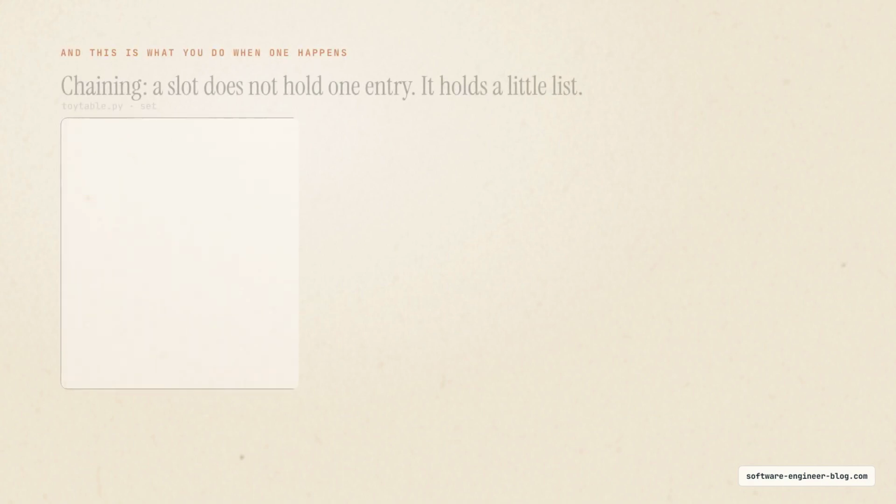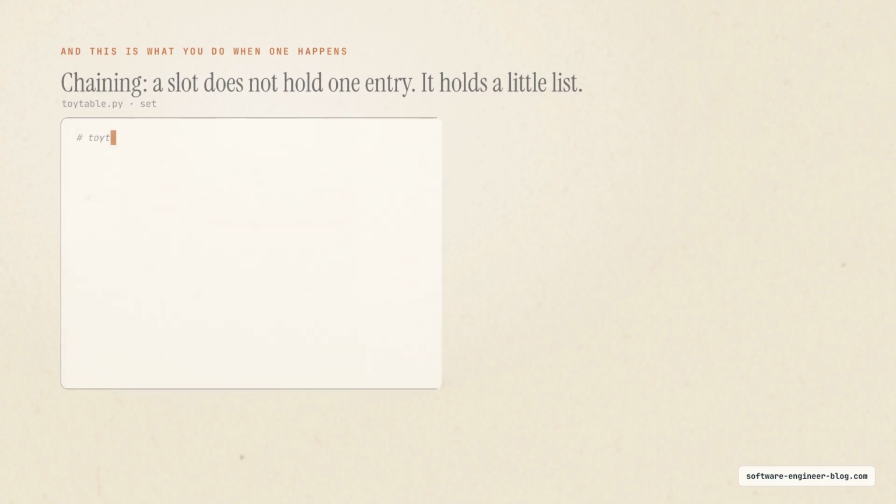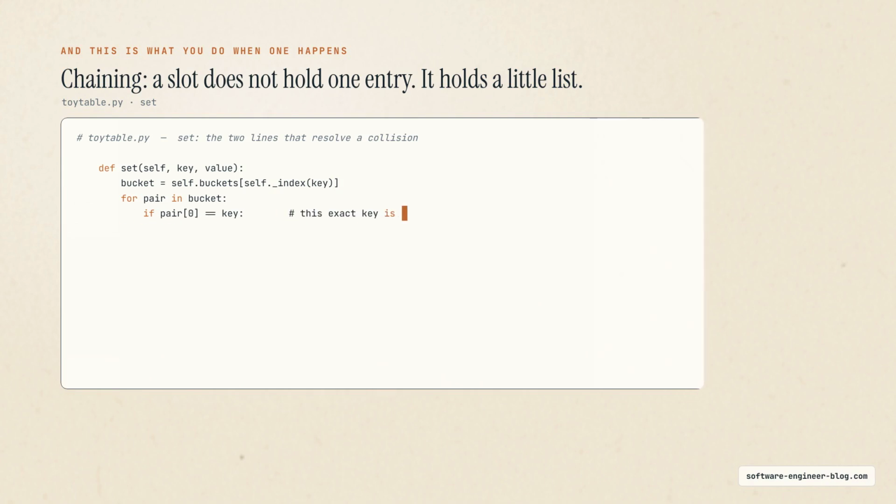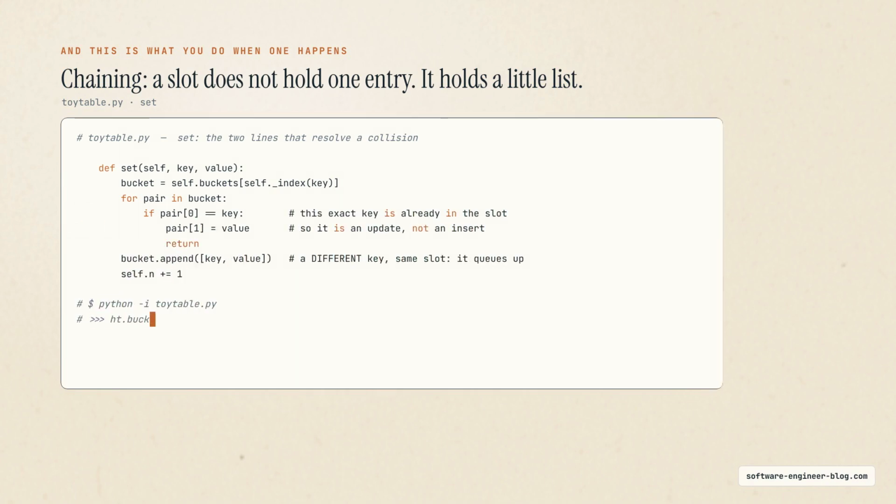Here is set. It works out the slot exactly like get did. Then it walks the entries already in that slot. If it finds this exact key, this is an update, so it swaps the value and returns. Otherwise, and this is the line that matters, it appends the new pair onto the end of that slot. So a slot does not hold one entry. It holds a little list of entries. That is called chaining, and that one append is the whole of it.